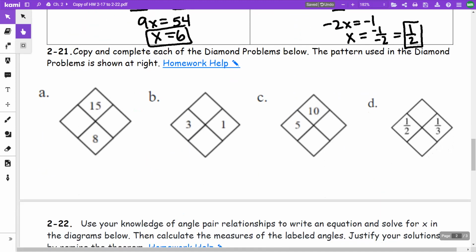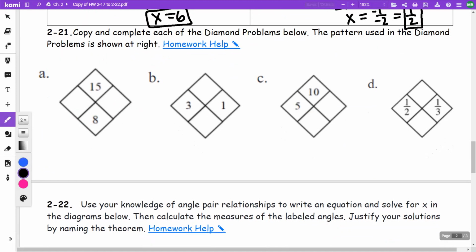Now on 21, we are doing the diamond problems. Now remember, for the diamond problems, we're trying to multiply to get the top, and we're trying to add to get the bottom. So what multiplies to 15 and adds to 8? 3 and 5.